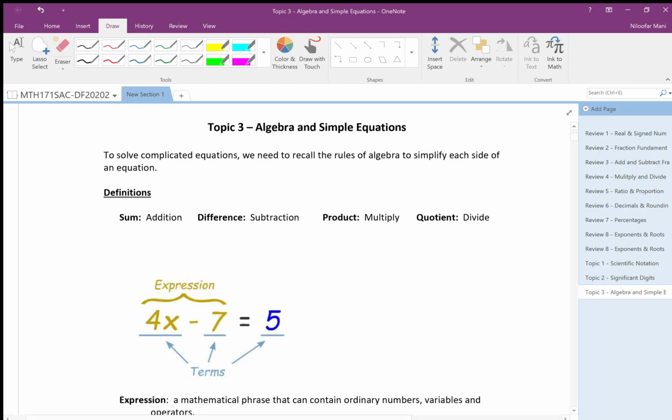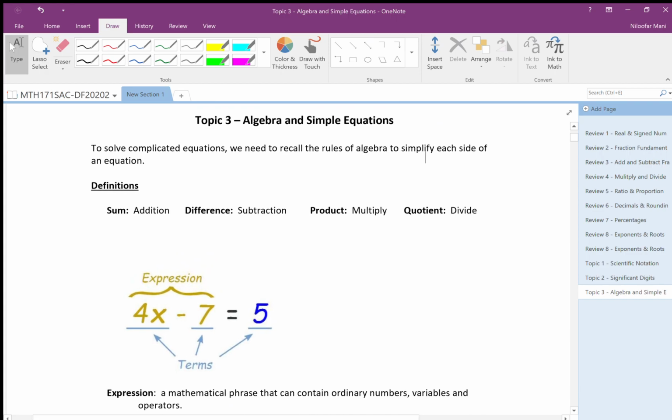So before I start, we need to see some words that we know. If we hear summation, it means addition. If we hear difference between, for example, two terms, or difference between two variables, that means subtraction. If we hear product, that's multiplication. So product of x and y is x multiplied by y.